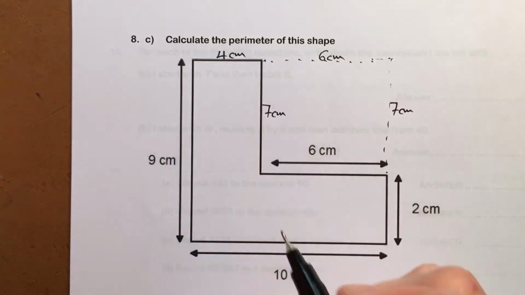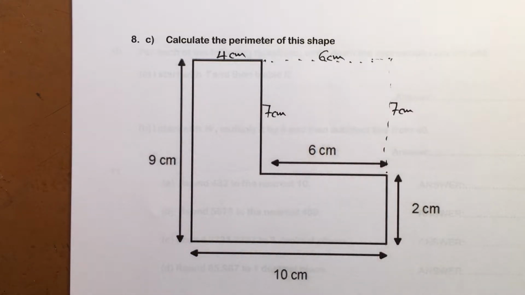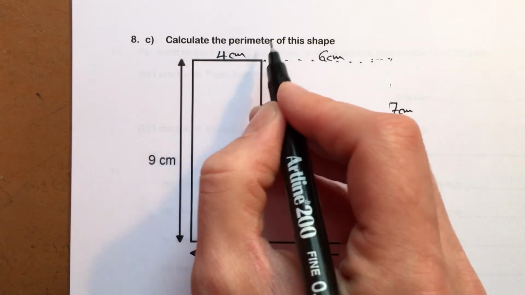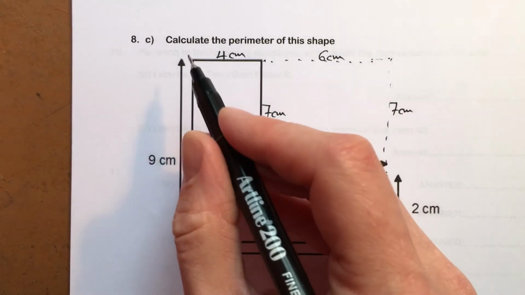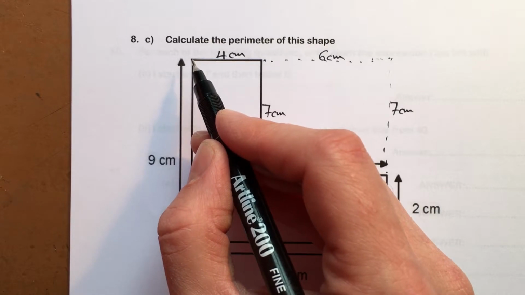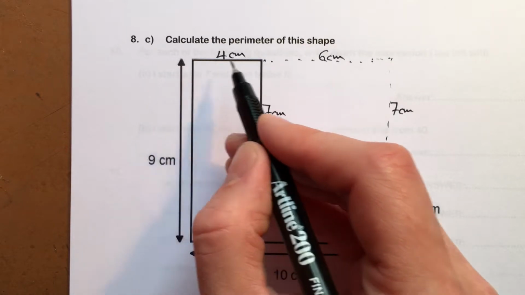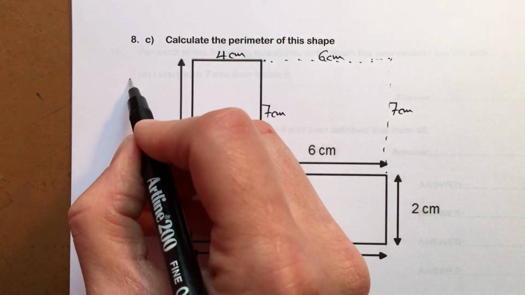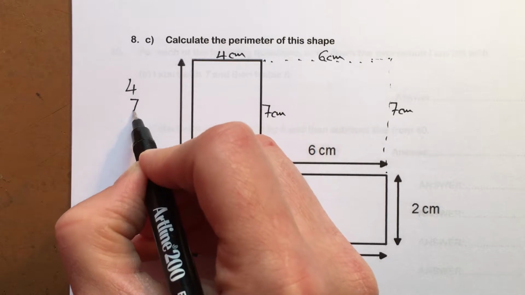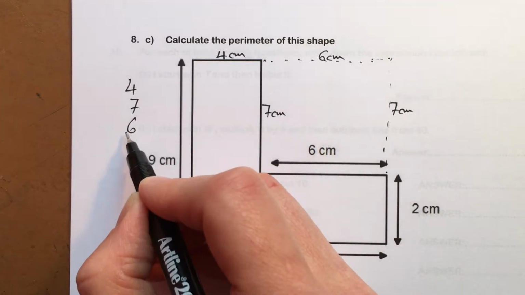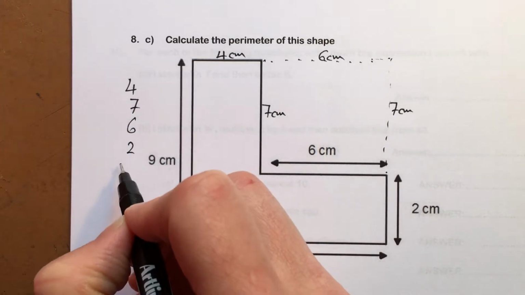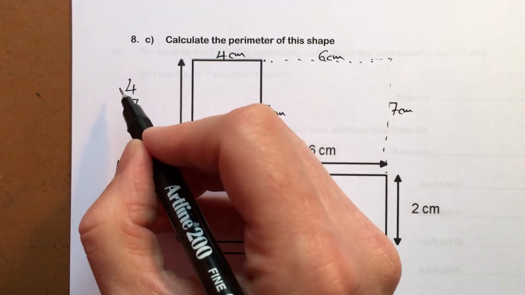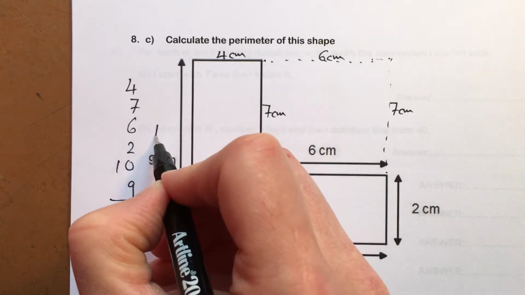So at least just by adding that onto the diagram, that's going to hopefully get you some method marks, if nothing else. Perimeter means all the way around the outside. So if I start here and I go, let's say clockwise, following all of these lines all the way around, how far have I moved? I've gone 4 plus 7 plus 6 plus 2 plus 10 plus 9. Then all the way back to the beginning. Add that up using column addition.